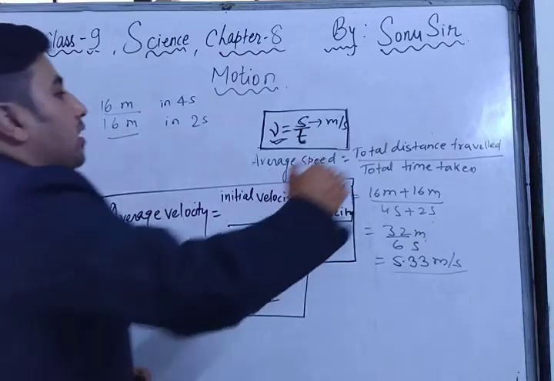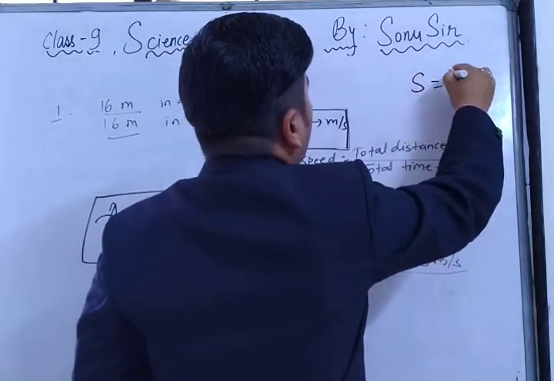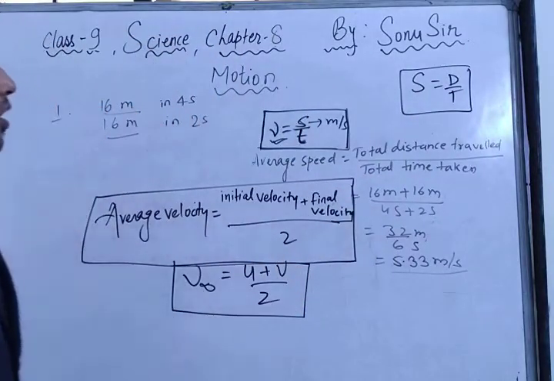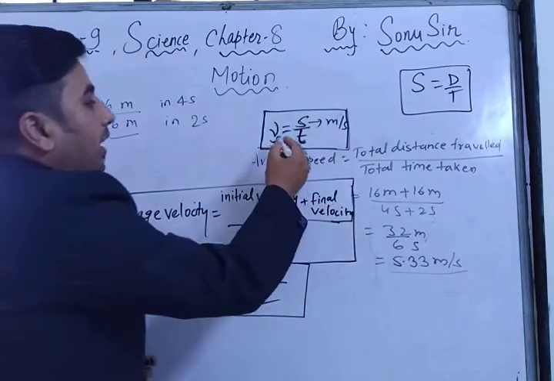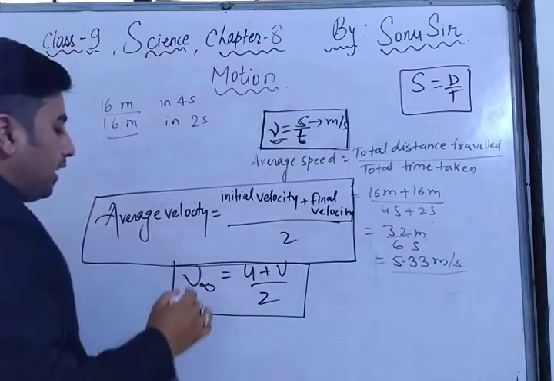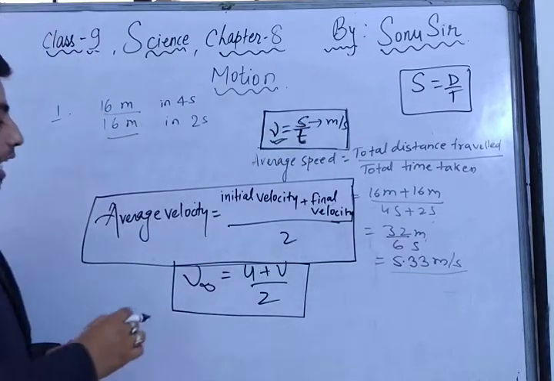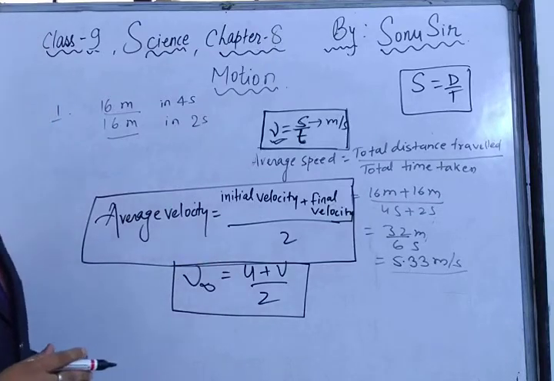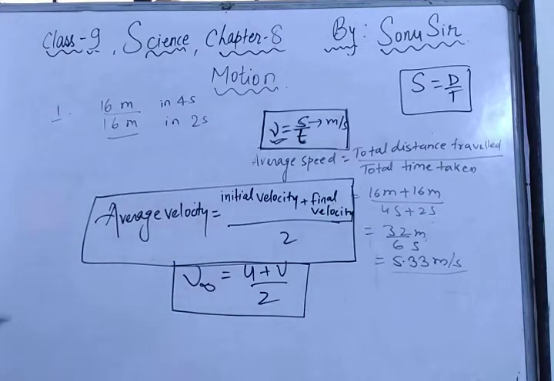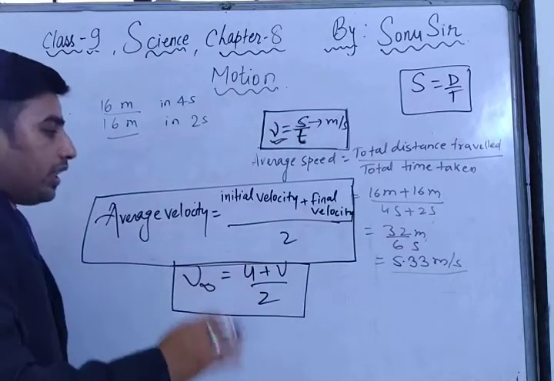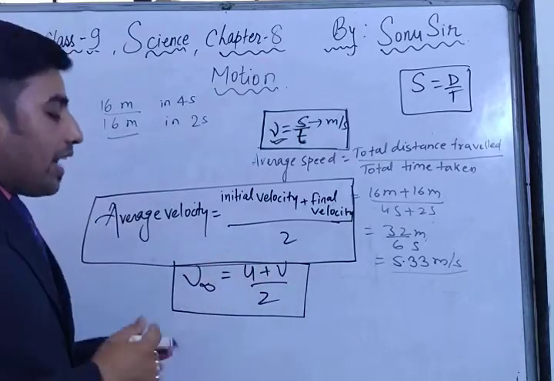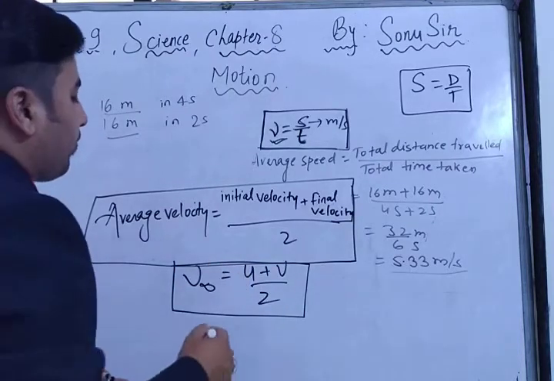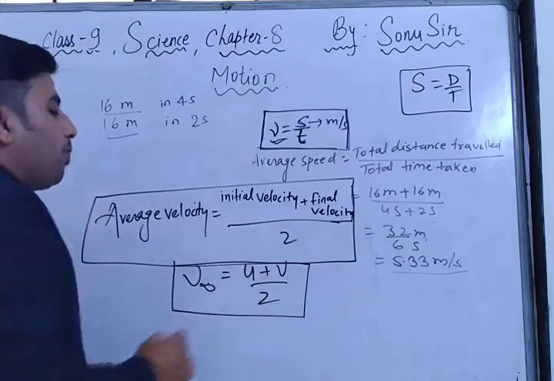This is the symbolic representation of average speed. Speed is equal to distance upon time. But if we talk about the average speed, then average speed is total distance traveled by total time taken. So here v is equal to s upon t. But if I talk about the average velocity, v average is equal to u plus v by 2. Here u means initial velocity, and what was its final velocity? The average of this initial and final velocity, so u plus v upon 2.